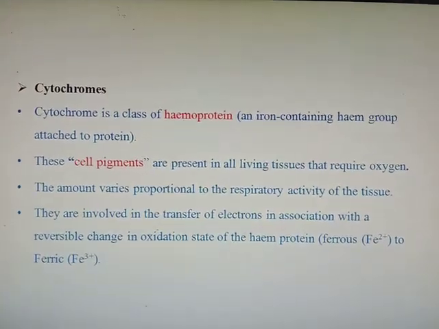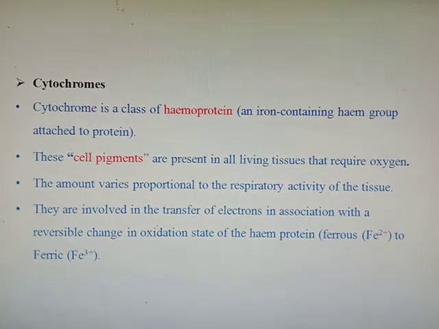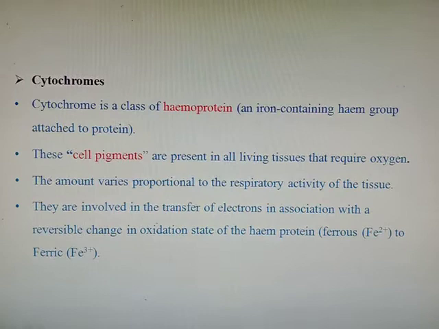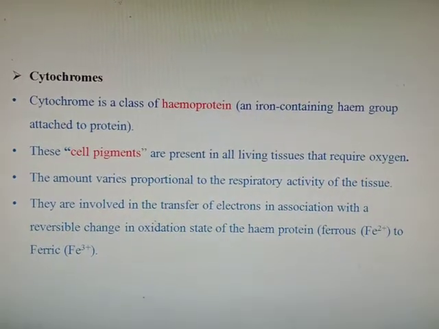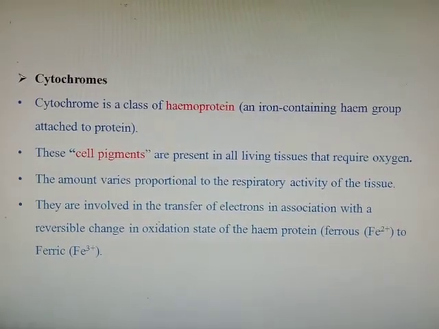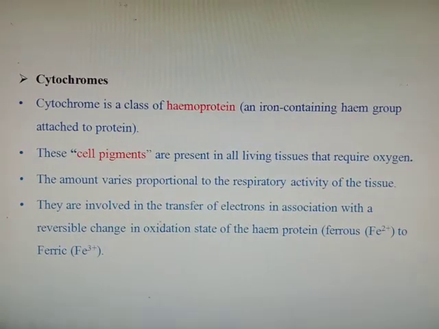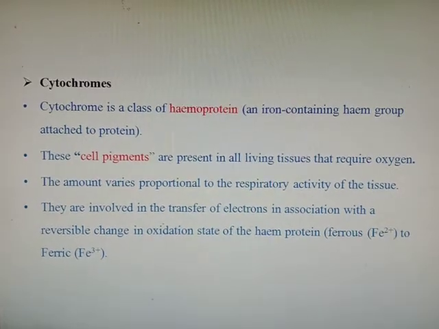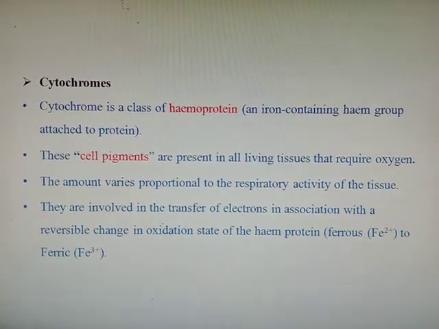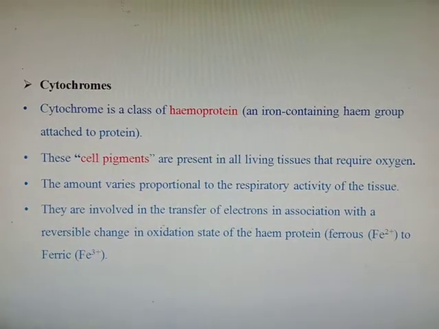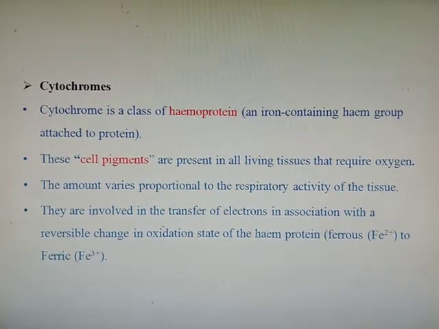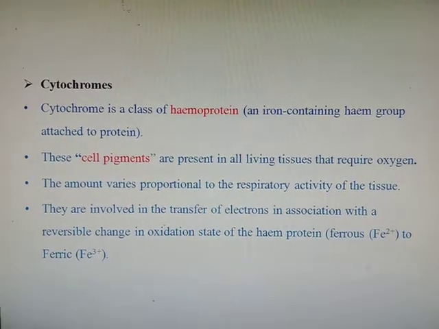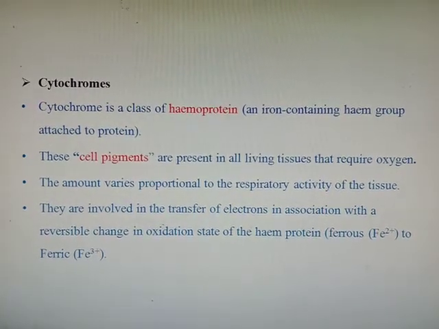Then the next component is cytochromes. Cytochromes are a class of hemoproteins containing iron as a heme group attached to protein. These cytochromes are present in all living tissue that requires oxygen. The amount of cytochrome varies and is proportional to the respiratory activity of tissues. This means the more respiratory activity takes place in a tissue, the more cytochromes will be present in that tissue. They are involved in transfer of electrons in association with reversible change in the oxidation state of heme iron from ferrous state to ferric state and ferric state to ferrous state.